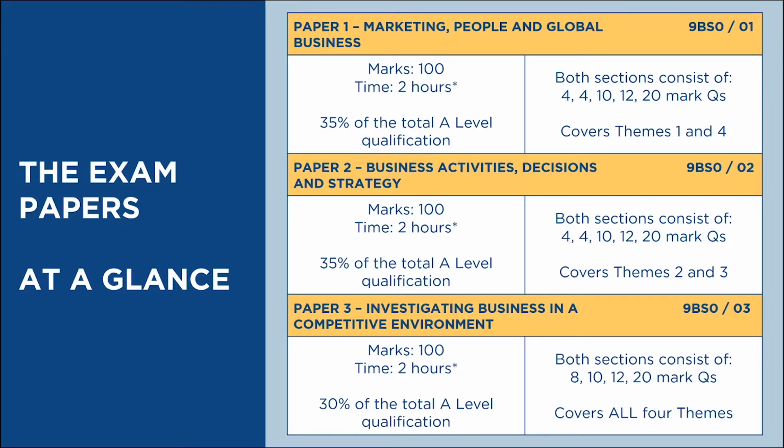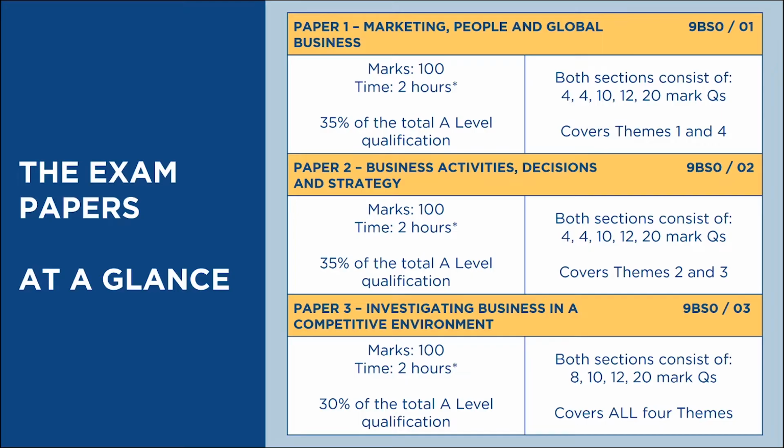So the A2 has 3 exam papers, paper 1, paper 2, and paper 3, and they all have similarities in that in all of them they have 2 sections, and all of them are worth the same amount of marks and have the same amount of time allocated. So all 3 papers are worth 100 marks, and all 3 papers you get 2 hours. I've put a little asterisk there because you may qualify for extra time for a variety of reasons. And so if that's the case, usually it's 25%, so that would give you an extra half an hour.